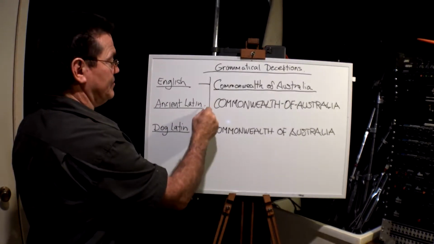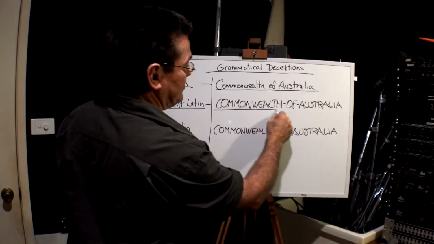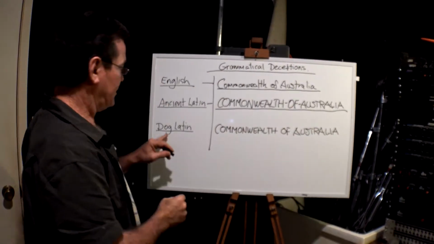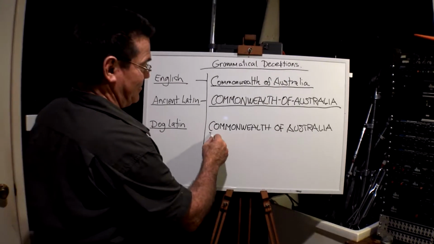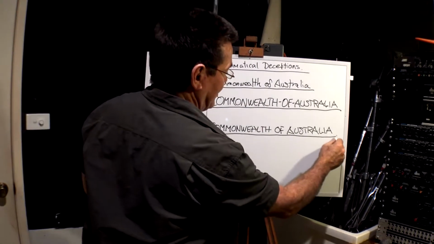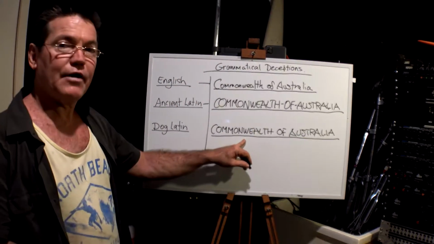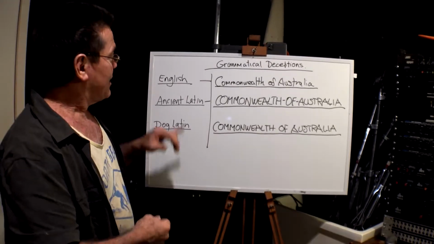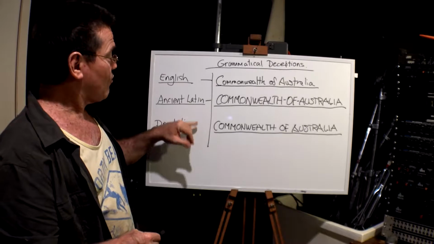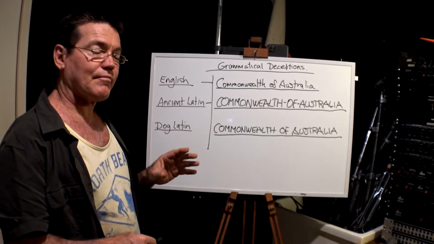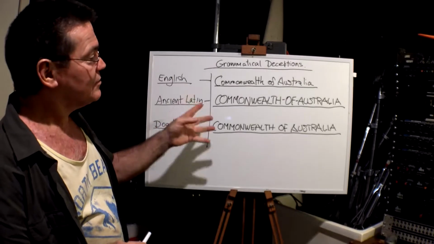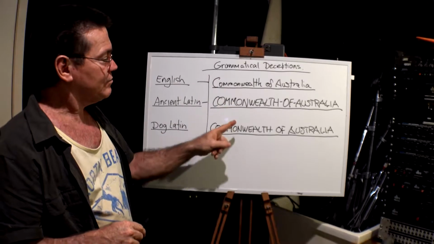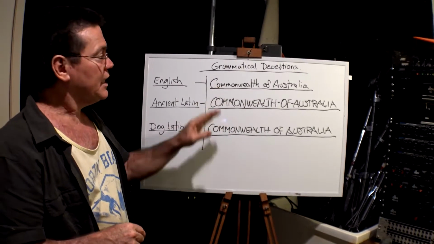English, ancient Latin with the hyphens, and Dog Latin. The Latin for the illiterate, people that can't read. Now, English, these are all three very recognised languages.